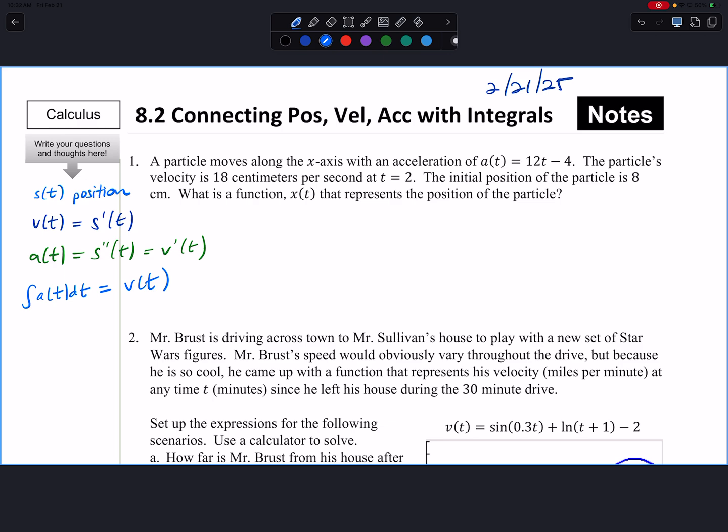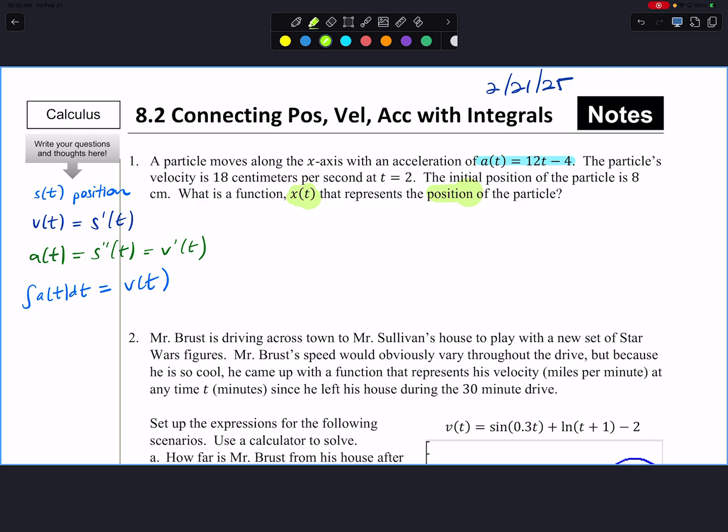So a particle moves along the x-axis with an acceleration function of 12t minus 4. The particle's velocity is 18 centimeters per second at time t equals 2. The initial position of the particle is 8 centimeters. What is a function x of t that represents the position of the particle?